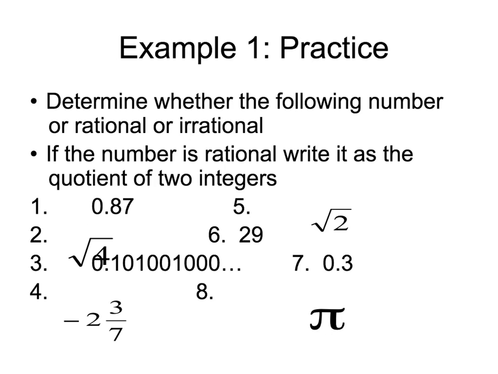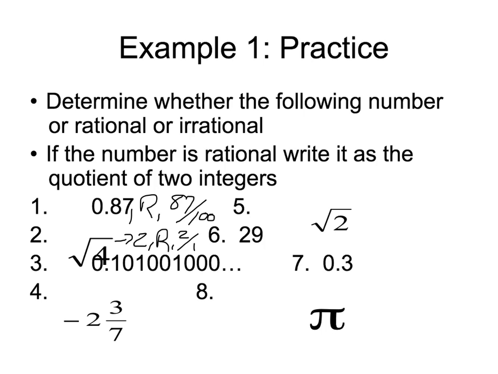So here are just some practice problems you want to go through. You want to determine if they're rational or irrational. And you're going to want to use your calculator. So, first of all, 0.87, get back to the pen here, that is going to be rational because I can write it as 87 over 100. Number 2, it's kind of hard to see here, but it is the square root of 4, which is 2. So it's rational. I can write it as 2 over 1.